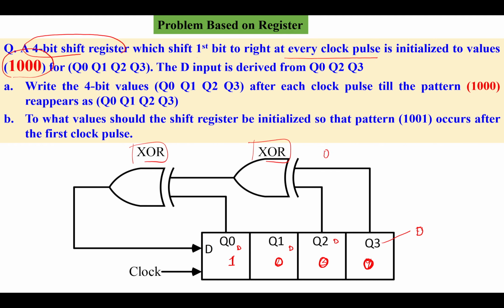This is Q3 and this is Q2, and the right side XOR generates Q2 XOR Q3. Now we come to the other XOR gate. Here your input is Q0. That means this is the first XOR and this is the second XOR. The second XOR generates the output Q0 XOR Q2 XOR Q3, and this is actually D.